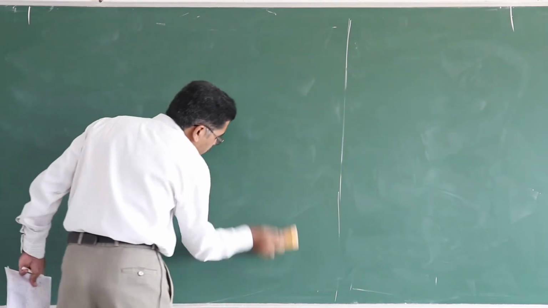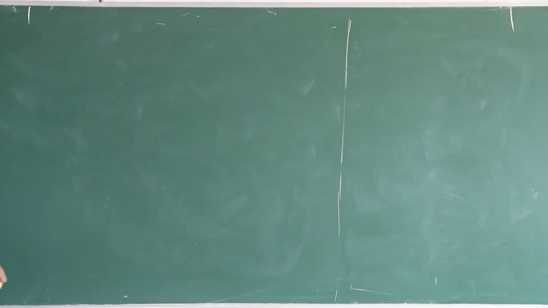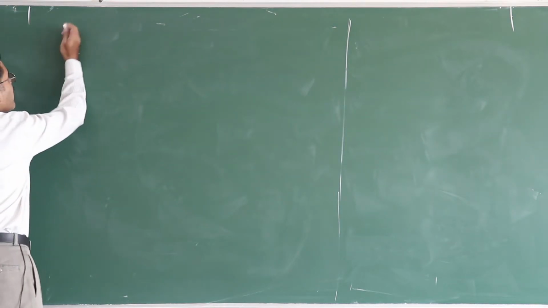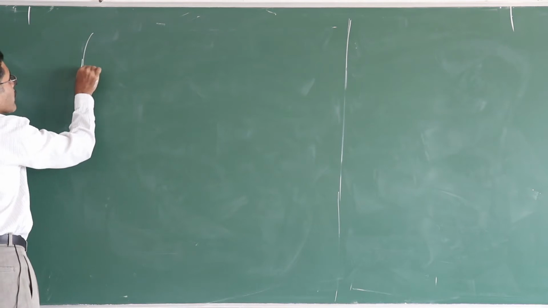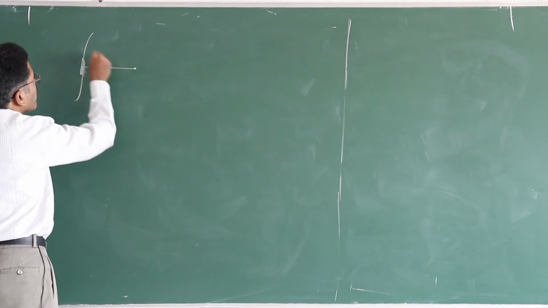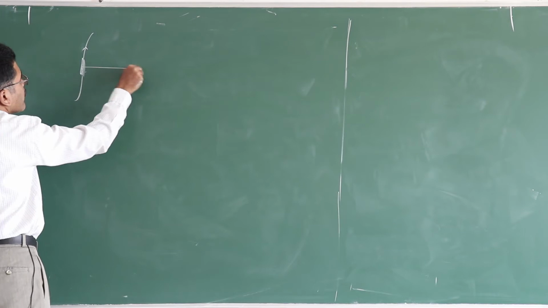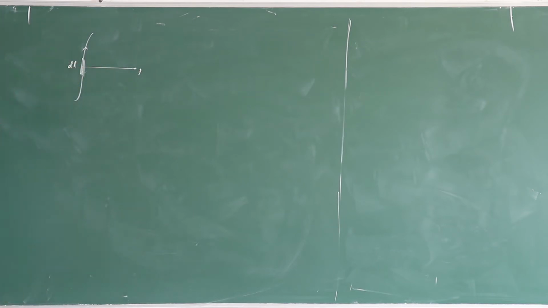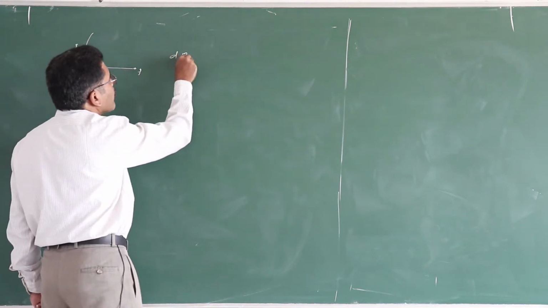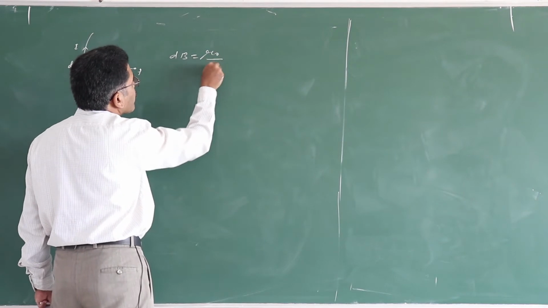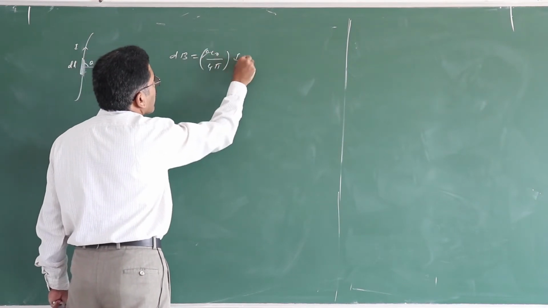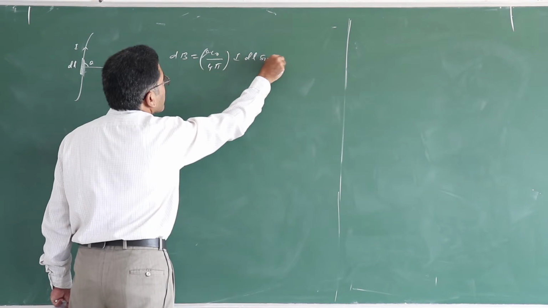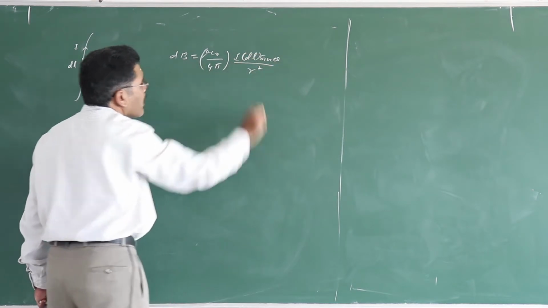We also come across Biot-Savart's law, and you know that for the magnetic field at a point due to a current carrying conductor, if the length of the current element is dl and the angle between them is theta, then dB is equal to mu naught by 4 pi, I dl sin theta, divided by r square.